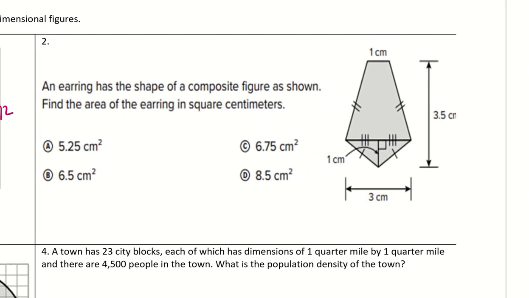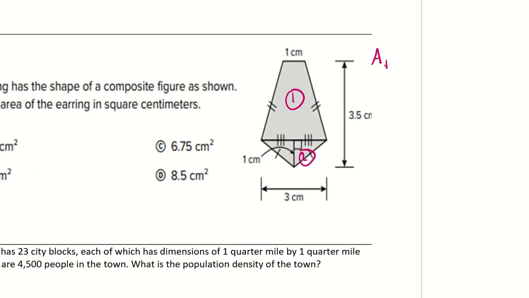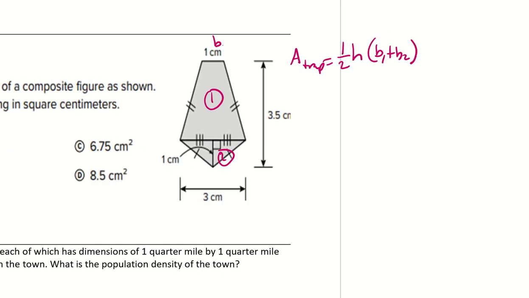All right, so number 2, we have an earring, has the shape of a composite figure as shown. So we have basically this triangle and then this trapezoid, right? So we're going to do the trapezoid is number 1, and then the triangle is number 2. So, all right, so the area of a trapezoid is 1/2 times the height times base 1 plus base 2. Okay, this is base 1, and this is base 2 from here to here.